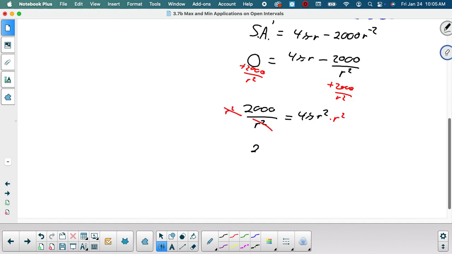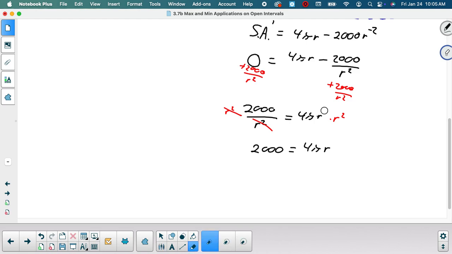So I have 2,000, and some of you are already done with this, but I have 4 pi r cubed. I feel like I had messed something up here. Here's what I messed up. Why didn't someone say something? It's right, this is r to the first here. So I really have r cubed right here, since I have r to the first times r squared. Sorry.